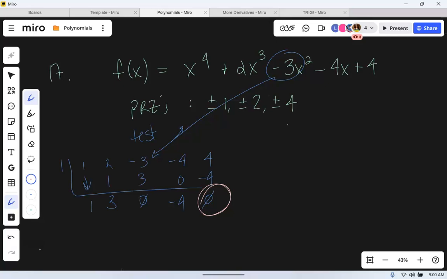Now we're back to where we're springboarding with: I know one of the zeros is 1. Can I factor it given that? Because this means that x minus 1 times x cubed plus 3x squared minus 4. Is this thing factored a little bit further?